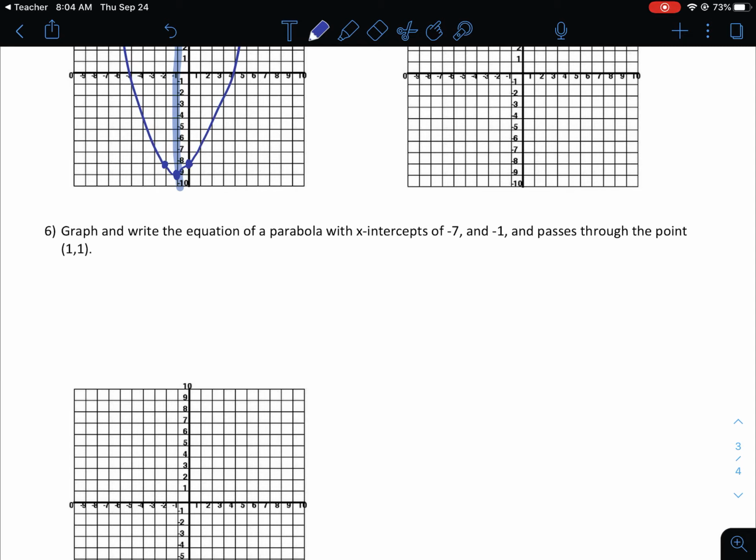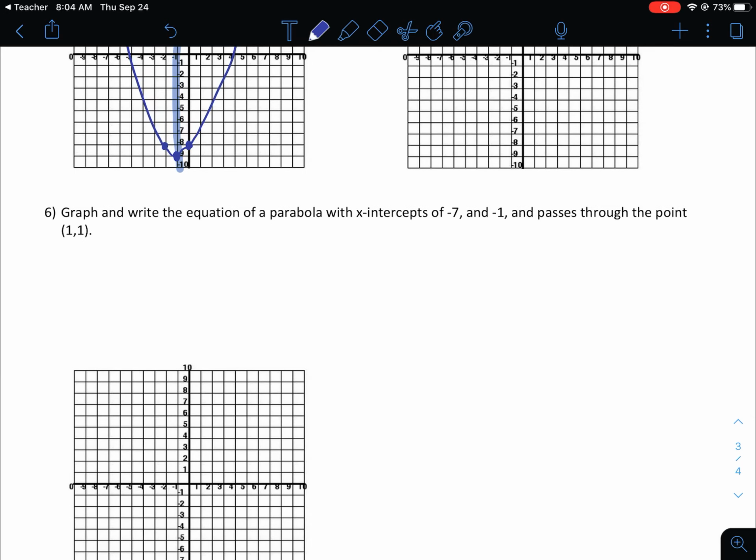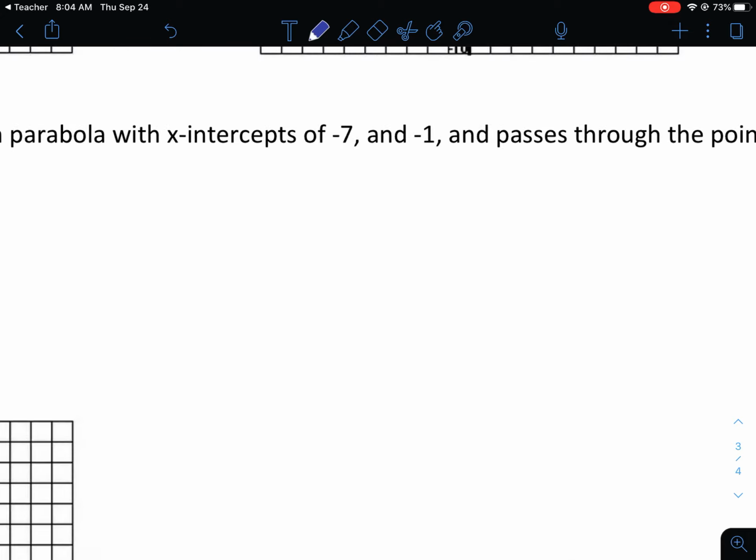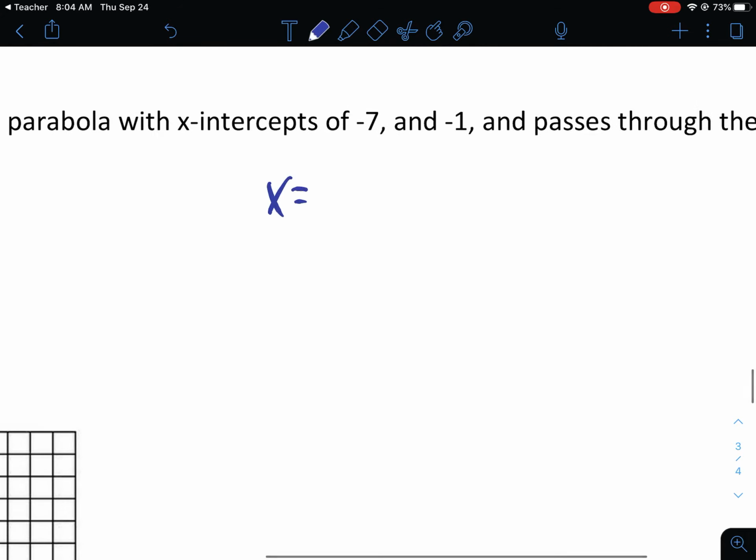Now, when it gives you the x-intercepts, there is another way that you can write this. So we can use our graphing calculator here to find these points here. Because the x-intercepts, so we have x equals -7 and x equals -1, what we can do is put this into factored form by working backwards.